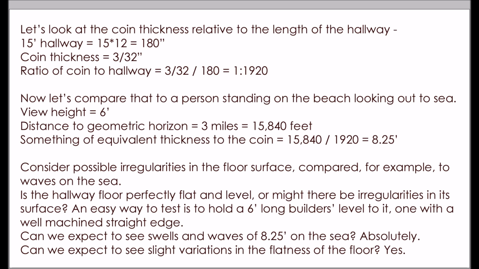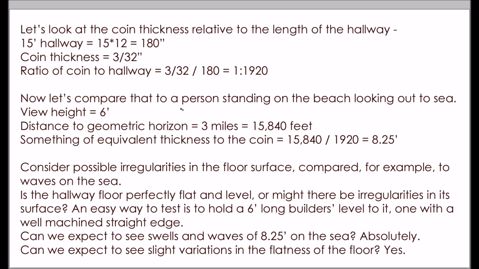But let's look at the coin in the hallway example just a little bit more and extend it to outdoor observations. So the coin, I want to get a proportion, the length, the thickness of the coin relative to the length of the hallway. That hallway looks to be about 15 feet long. The coin is about 3/32 of an inch thick. So that makes the ratio of those two numbers 1 to 1,920. In other words, if you were to stack 1,920 coins, they would be the same length as your hallway.